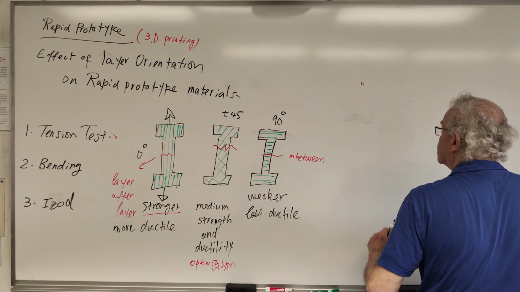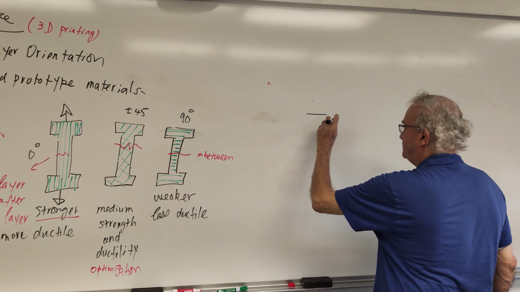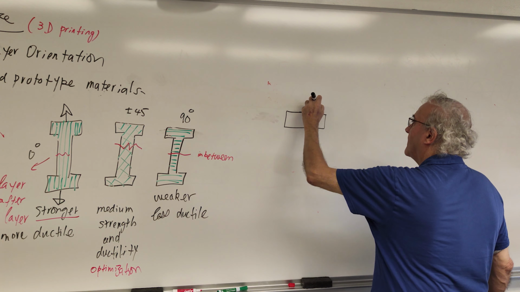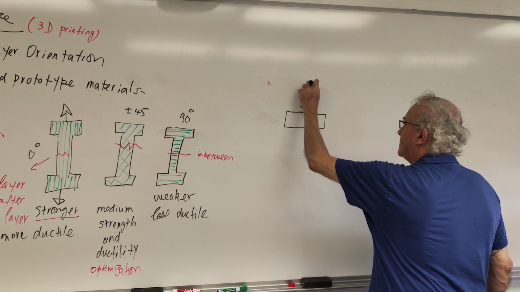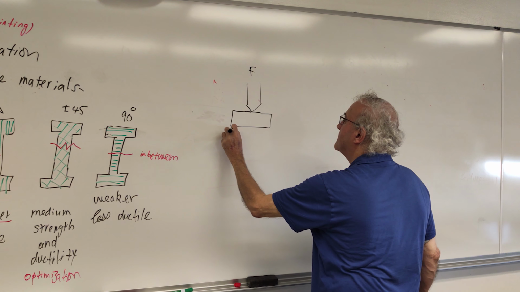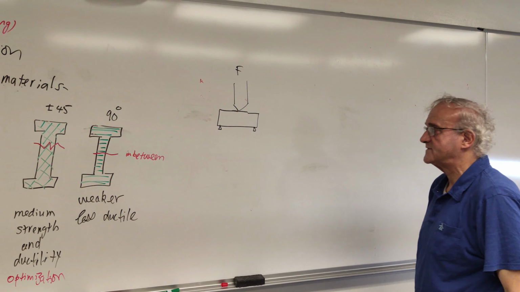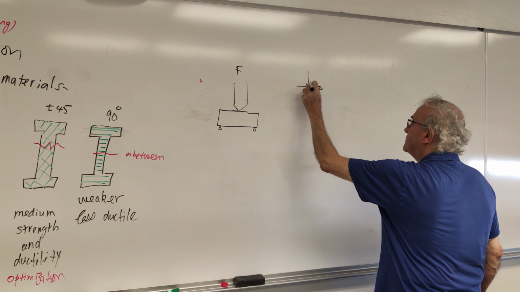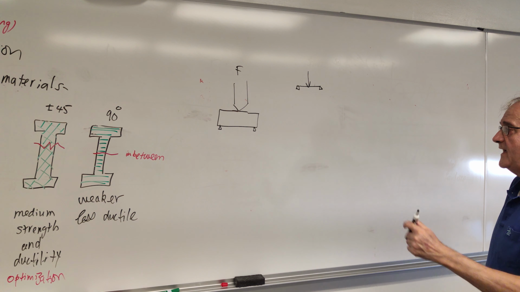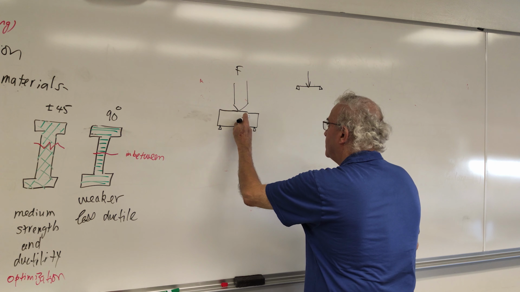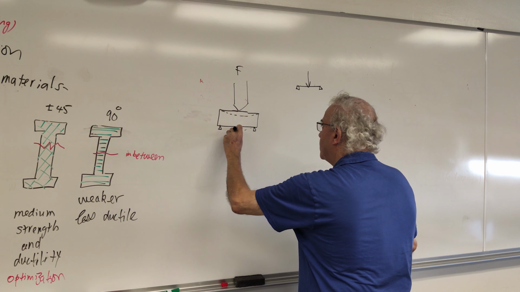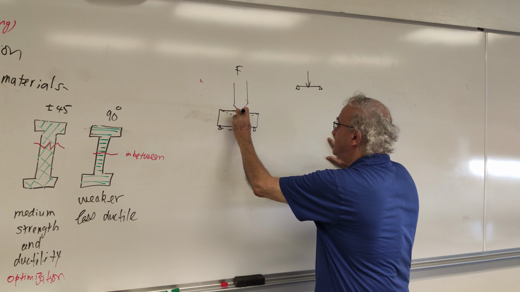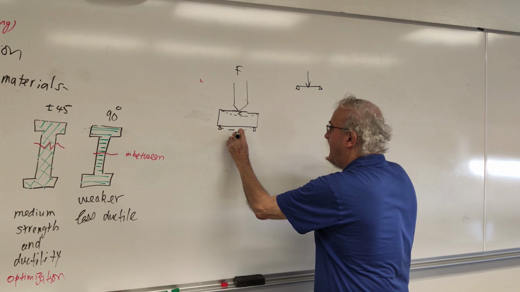Let me talk about the bending test. In the bending test, I'm going to have a force, and I'm going to have two simple supports. This is what we call 3-point bending. Like you have 1, 2, 3. And what will happen is your sample is going to be deformed such that here you have compression and here you have tension.